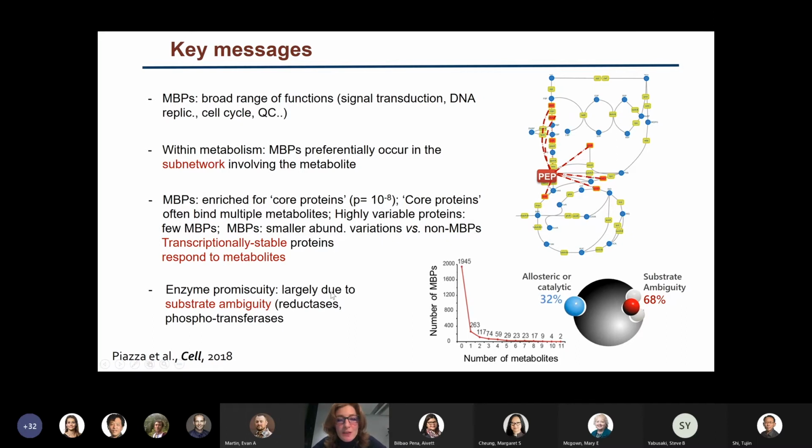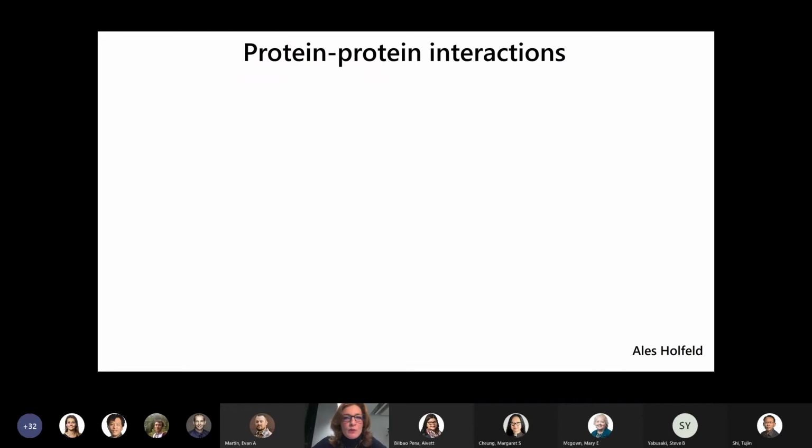We also looked into the concept of enzyme promiscuity. Basically, we looked into those proteins that bound many metabolites based on our data. And we found that most of these interactions occurred at known active sites, suggesting that enzyme promiscuity is largely due to substrate ambiguity. So meaning that enzymes can just catalyze more reactions than we initially thought. So out of these experiments, we learned that this approach can capture protein small molecule interactions.